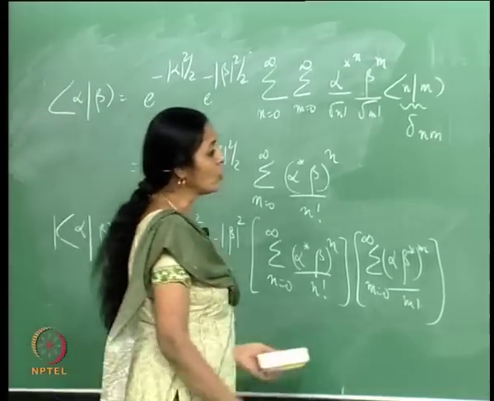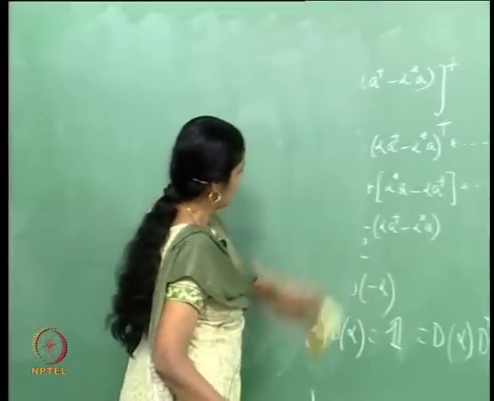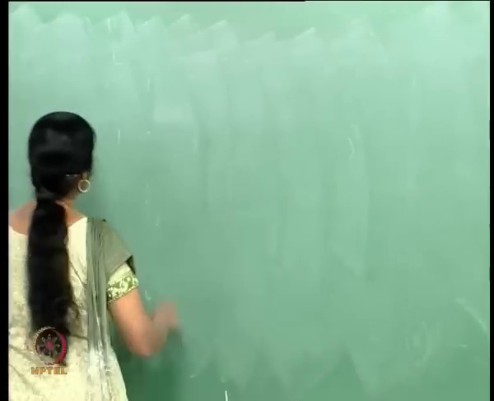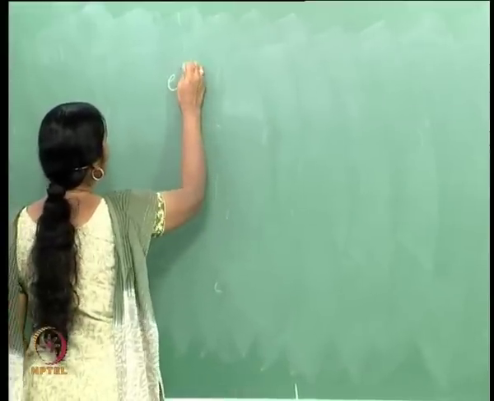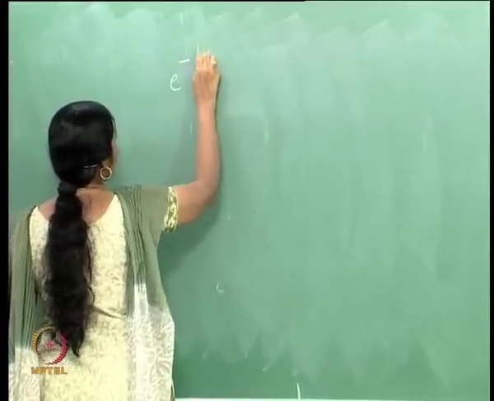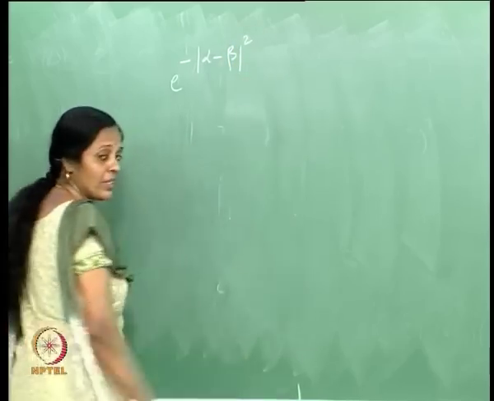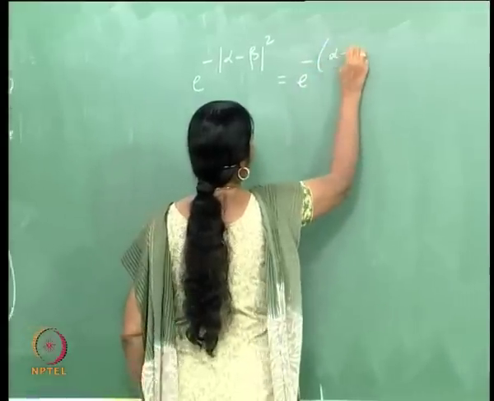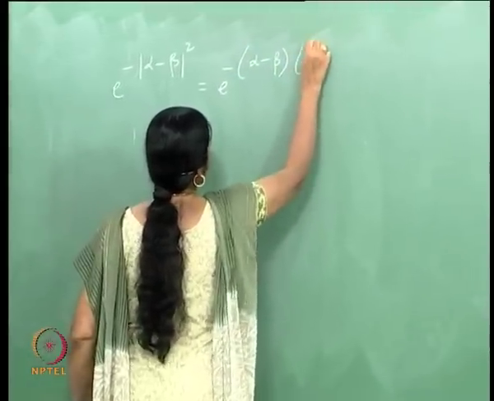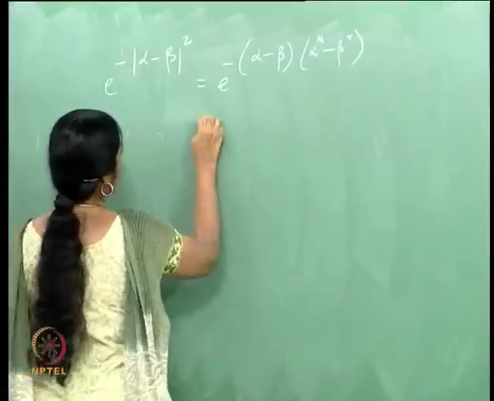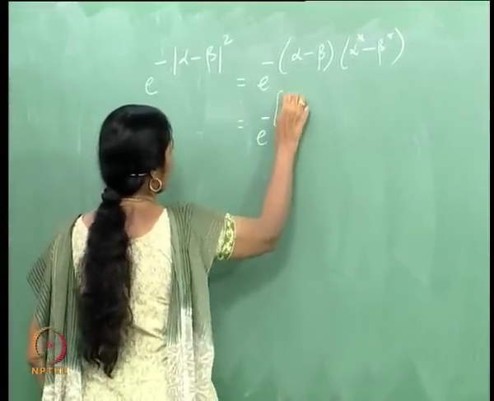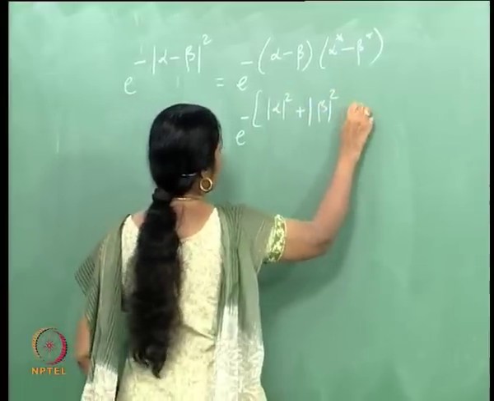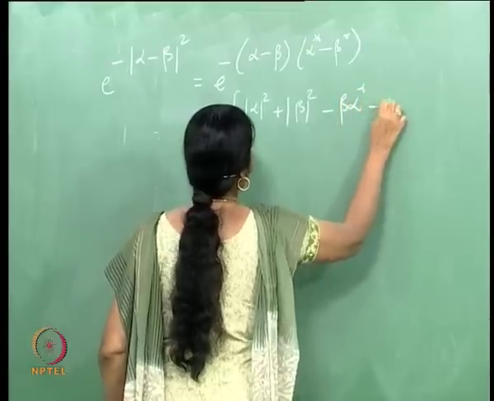To understand what this could be, let me look at the expression for e to the minus modulus of alpha minus beta the whole squared. Now, this object is e to the minus alpha minus beta times alpha star minus beta star, which gives me e to the minus mod alpha squared from the first term, mod beta squared from the second term, minus beta alpha star minus alpha beta star.